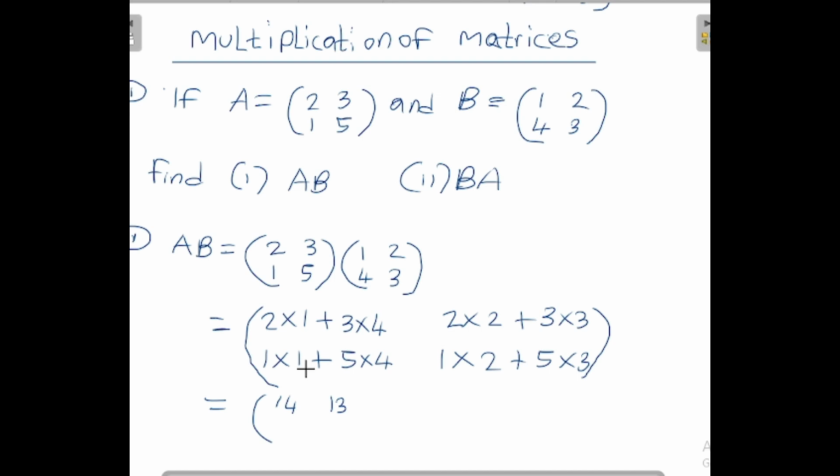1 times 1, 1. Plus 5 times 2 is 10, so here will be 11. Then here we 5 times 3 is 15. 15 plus 1 times 2, that's 2. That's 17. So this is our solution for what? AB. Now let's look for what? BA.